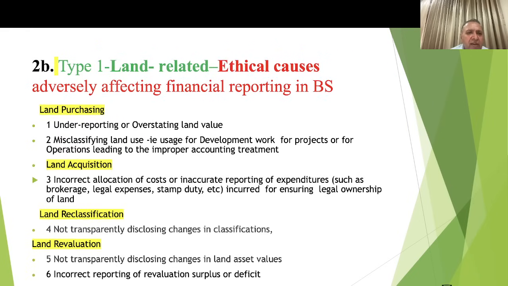Now coming to the ethical aspect related to the land, as I was sharing that into 6-7 categories I have covered these ethical causes also, like land purchases, underreporting or overstating of the land value, misclassifying land use for development work or project work or operations, etc. Then land acquisition, incorrect allocation of the costs or inaccurate reporting of the expenditures like brokerage, legal expenses, stamp duties. Land reclassification, not transparently disclosing changes in classifications, and land revaluation, not transparently disclosing changes in the land assets values, and incorrect reporting of the revaluation surplus or deficit.